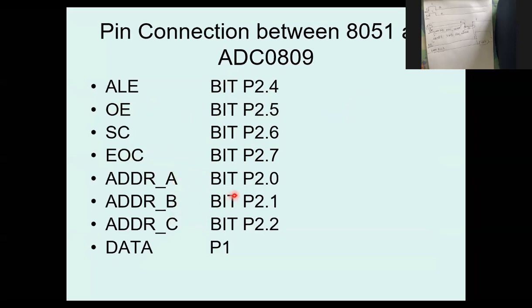Address A, B, C are connected with P2.0, P2.1, and P2.2, and the data bus, D0 to D7, is connected with port 1. These are the connections of the 8051 with our ADC. Next we are coming to the program. If you want to write, you can write down. If you have any queries, you can ask.